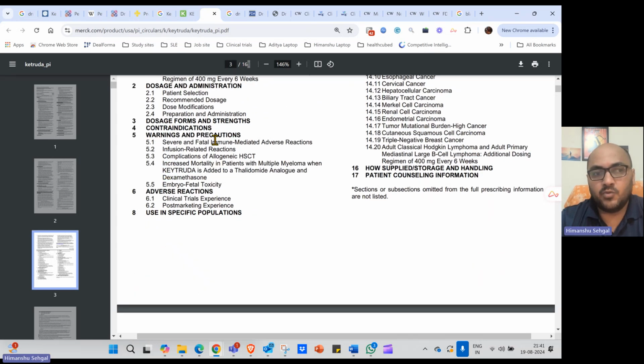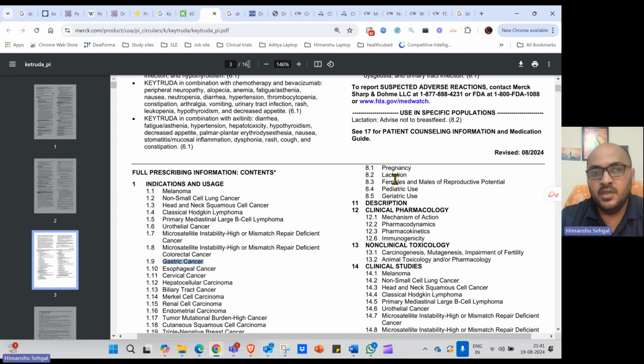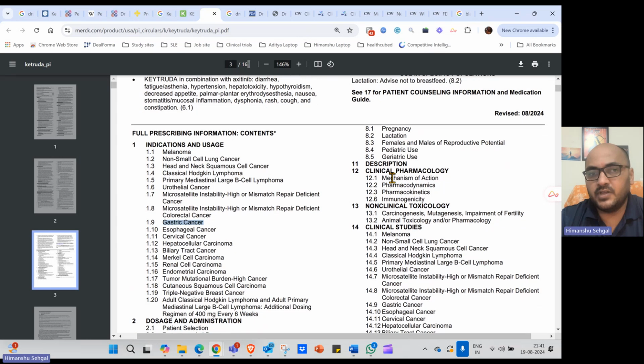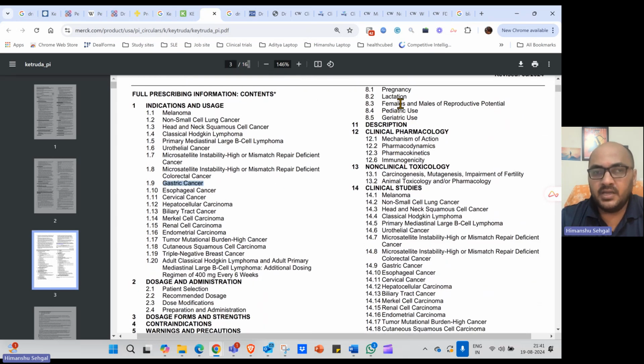Then comes warning and precautions, adverse reactions, use in specific population, which we have already: pregnancy, lactation, female and male reproduction, pediatric use, geriatric use, all specifically. So usually in all the PIs, these sections remain. It's just that what is written inside them changes.